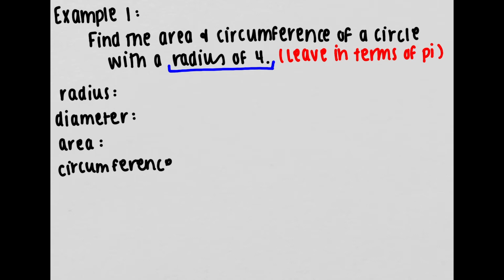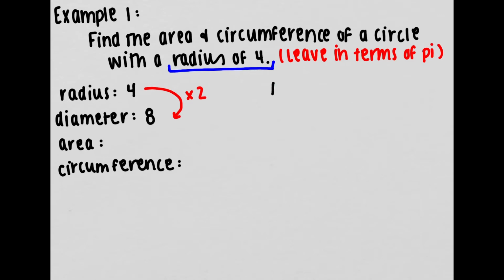So now I'm going to fill in what I know from the problem. I already said my radius was 4. If I have my radius, I can also find my diameter. And remember, all we do to find the diameter is multiply by 2. So 4 times 2 gives me 8 for my diameter. I can now find my area and my circumference since I have both.